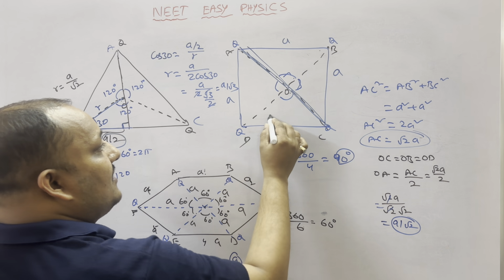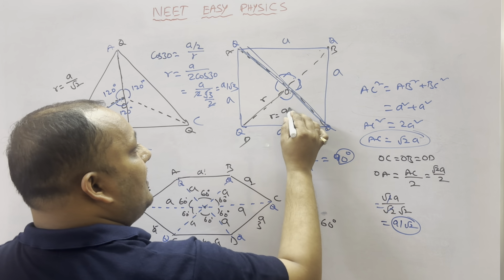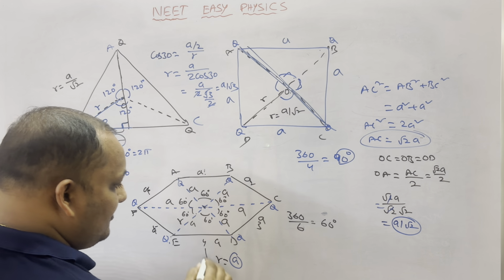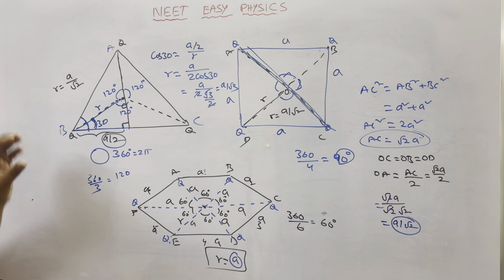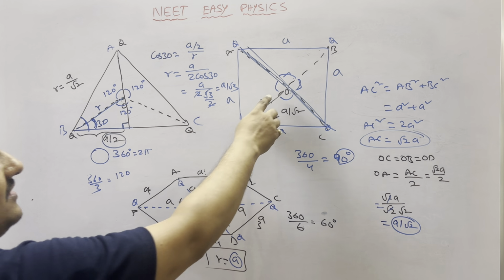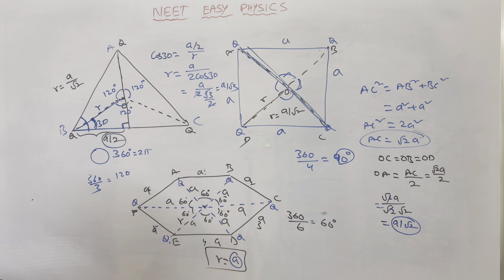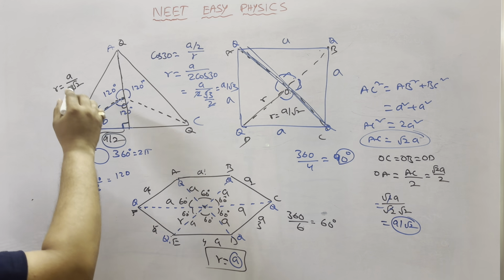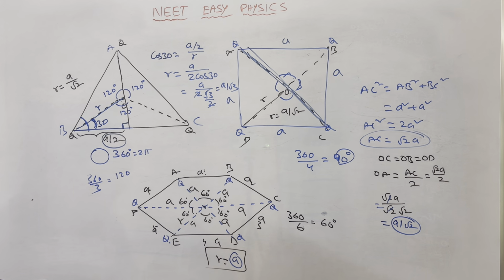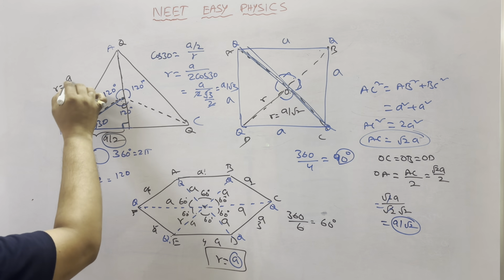In the square, from center to corner, small r is a by root 2. In the hexagon, from center to corner, the small r is going to be a. You have to remember these for solving problems, whenever they ask what is the resultant force at the center or at a corner. Without these distances you cannot solve them. For the triangle I said a by root 2 while speaking, but it is a by root 3. R is a by root 3.